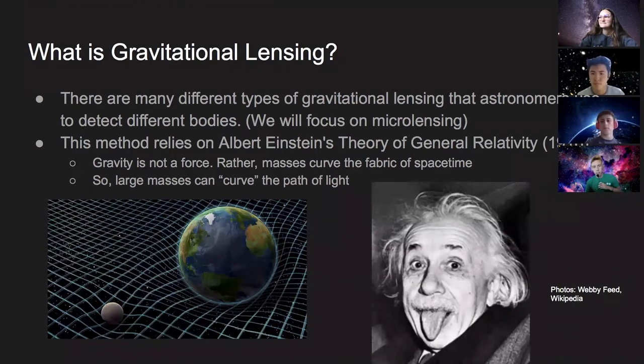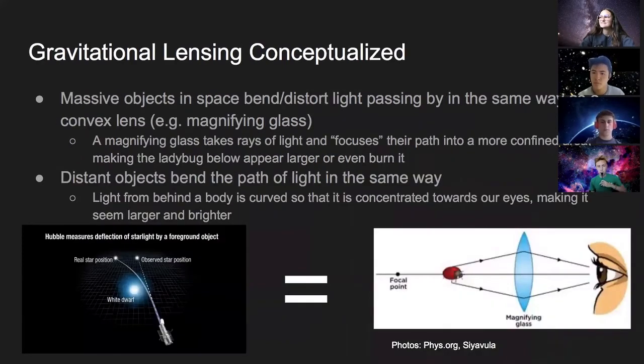Okay, I'm going to start by talking about what gravitational lensing is generally, and then more particularly about microlensing. The concept of gravitational lensing relies on Einstein's theory of general relativity, which means that massive objects can bend space, essentially. So gravitational lensing just means that massive objects in space can essentially act as a convex lens, just focusing light into a smaller area. Meaning that if a distant star is far away and then there's something in between, it can make it seem larger and brighter to us.